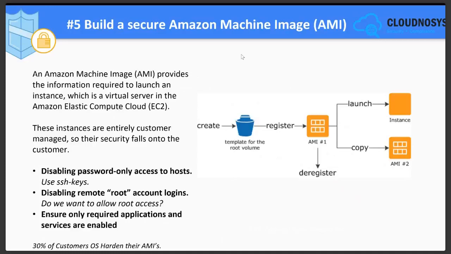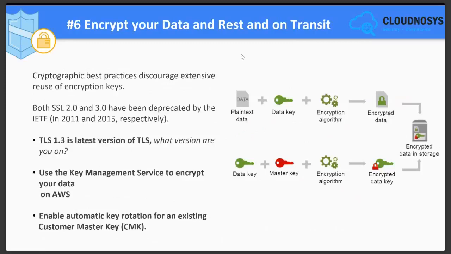You can actually do all this in the Amazon world, specifically with AMI, and of course other cloud vendors have similar approaches as well. Number 6 is encrypt your data. Encryption is very important, especially for meeting compliance regulations, in transit and also at rest. You should be at TLS 1.3 or higher, especially if you're doing PCI work. You can't use 1.2 anymore. That's been deprecated. And you should use the Key Management Service to encrypt your data on the AWS side. And of course, key management is available for other cloud vendors as well.